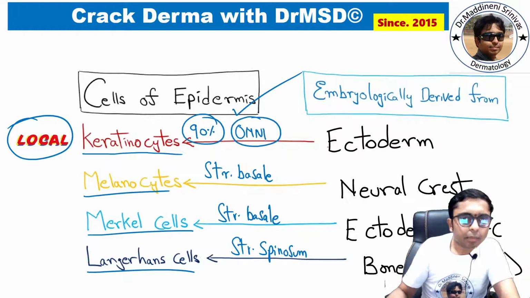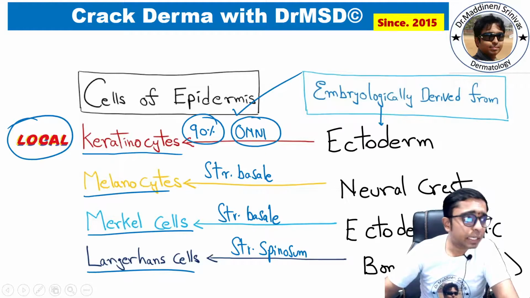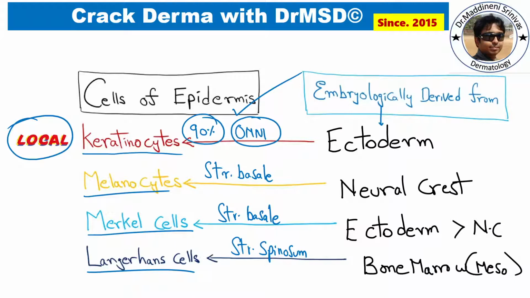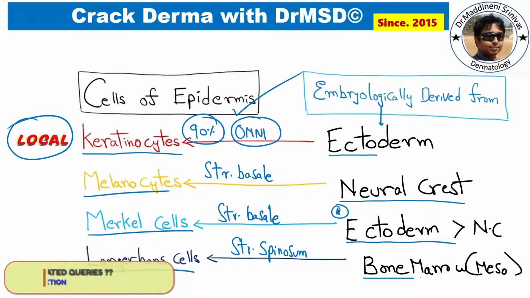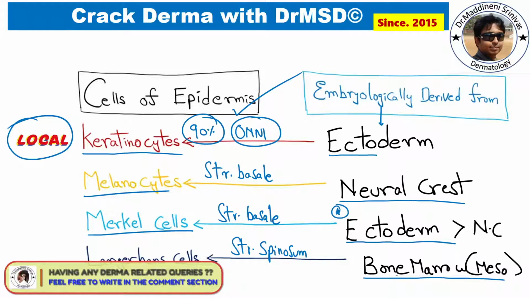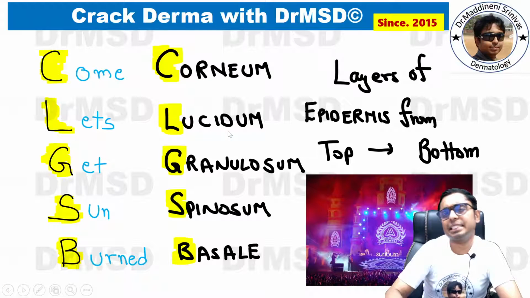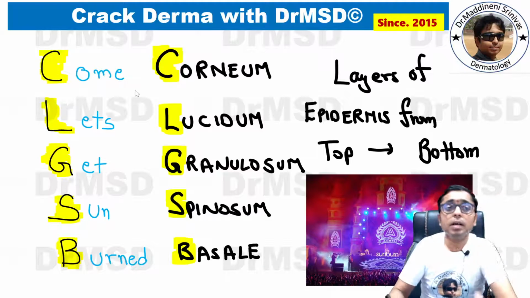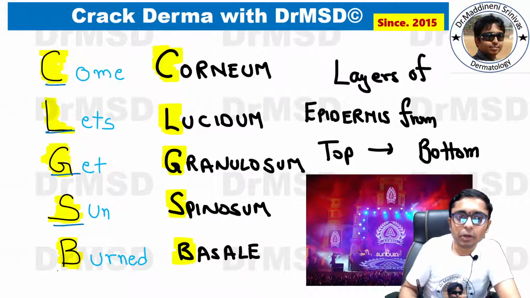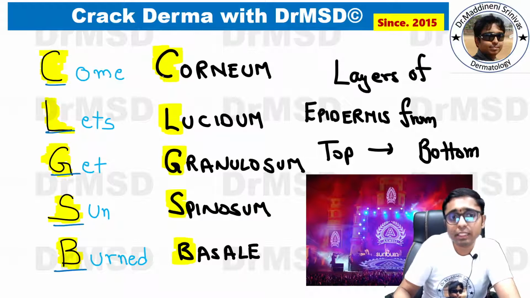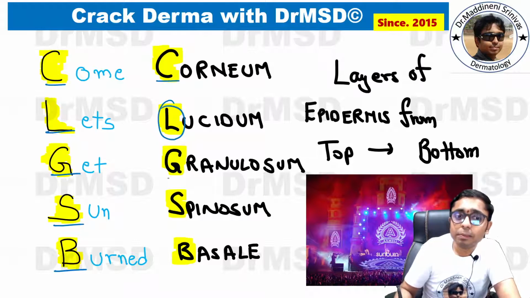Okay. And the next thing the examiner might ask you is the embryological derivation of these individual cells. Keratinocytes are derived from ectoderm, and melanocytes are derived from neural crest. Merkel cells are derived from ectoderm more than neural crest, and finally Langerhans cells are derived from bone marrow, that is the mesoderm component of the bone marrow. So these are some important points about the cells of the epidermis, and there is one very easy way to remember all these layers from top to bottom. The mnemonic here is, come let's get sunburned. So from superficial to deep: stratum corneum, stratum lucidum, stratum granulosum, stratum spinosum, and stratum basale.